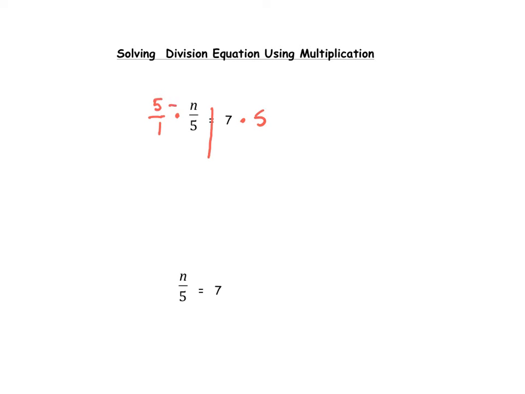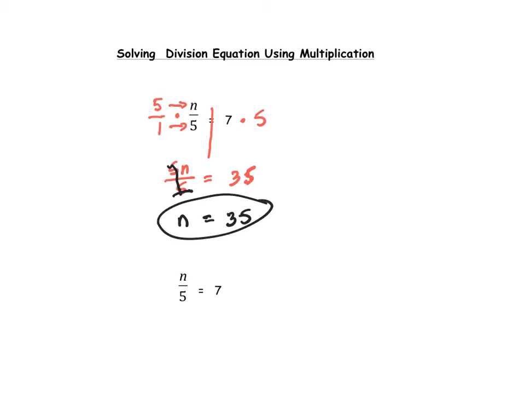If I did this, I would multiply straight across, and I would get 5n divided by 5, and on the other side I'd get 35. The nice thing about showing it this way is it's now clear that this is 1. 5 divided by 5 is 1, and that allows us to get n equals 35. Okay, so that's the solution.